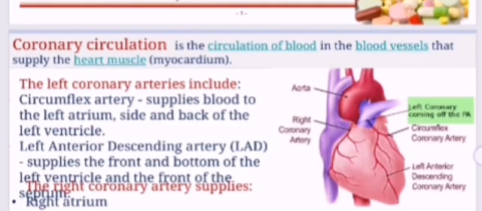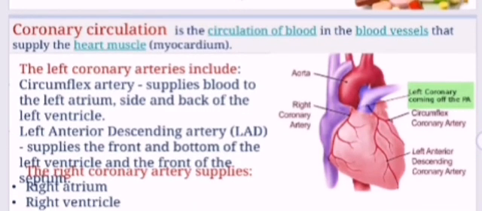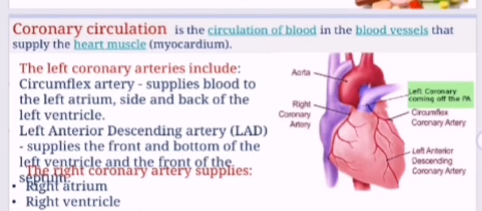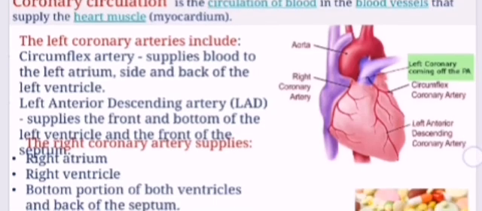Coronary circulation. First, we have to define coronary circulation. Coronary circulation is the circulation of blood in the blood vessels that supply the heart muscle, the myocardium. Myocardium is the heart muscle. It is that type of circulation in which blood is supplied to the heart.